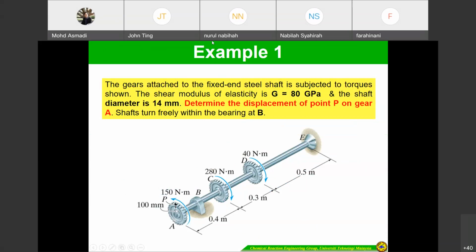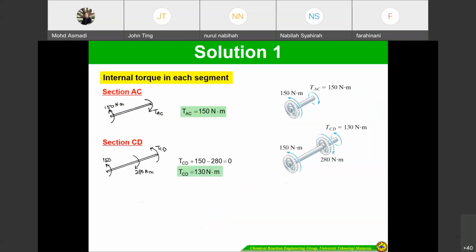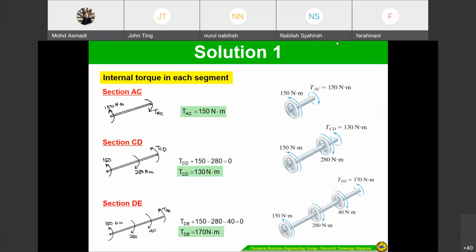Where is P? This one. Displacement is a distortion or deformation, the same meaning. Deflection of point P on gear A. The shaft turns freely within the bearing at the beam. So if we calculate, if you look here, which point do we start from?